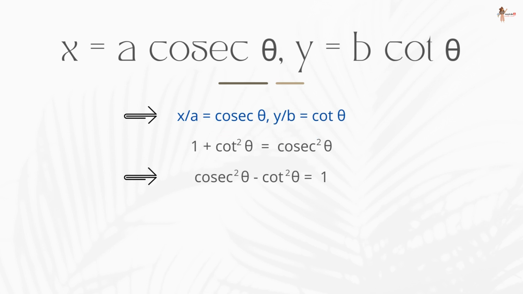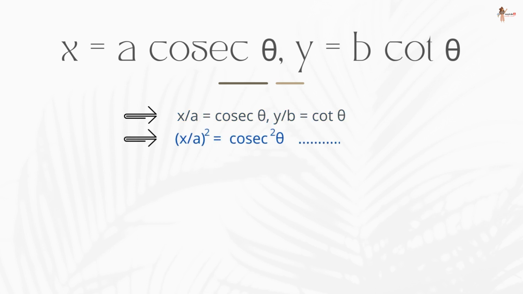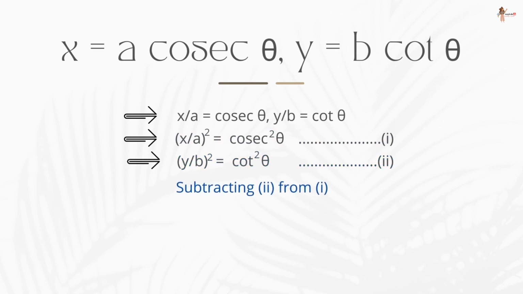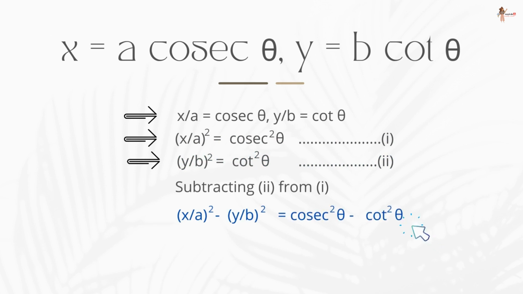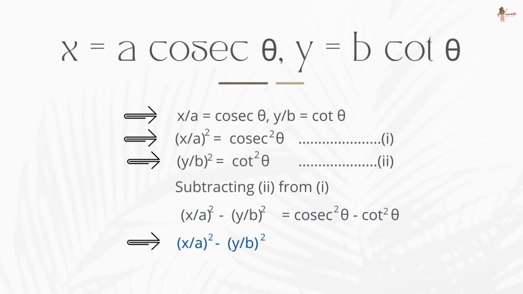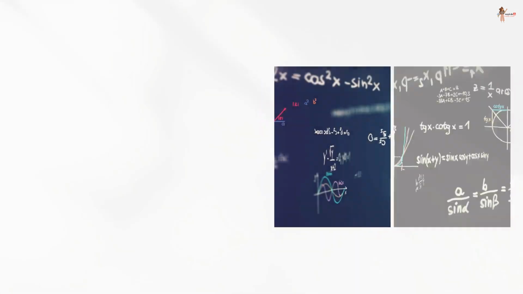This also means that first we need to square this, then we have to square this, and then subtract the 2. So, let's go. Squaring both the sides of x by a equal to cosec theta, let's call it 1. Now similarly, squaring both the sides of y by b equal to cot theta, let's call it 2. Now subtracting 2 from 1, we get this. And we discussed a while back that cosec square theta minus cot square theta is an identity and its value is 1. And here we are, theta has been successfully eliminated. Easy, right? Let's move on to the next one now.